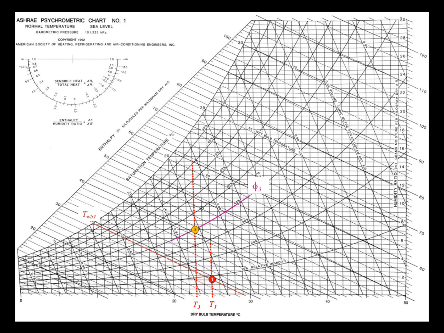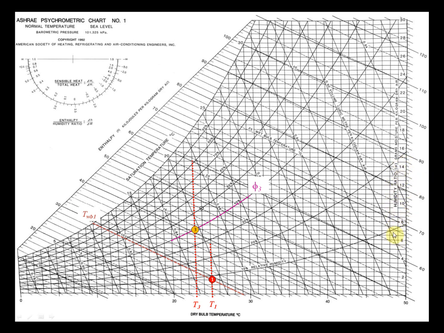However, I still don't know where along that line it is. So let's look at how it goes from state 2 to state 3. From state 2 to state 3, it was just heat. Remember, when we add just heat, we're not changing the mass of the vapor or the mass of the dry air. So my humidity ratio is constant in a heating process.